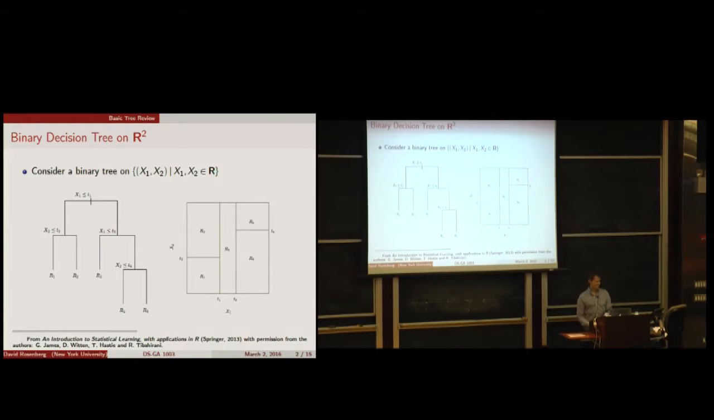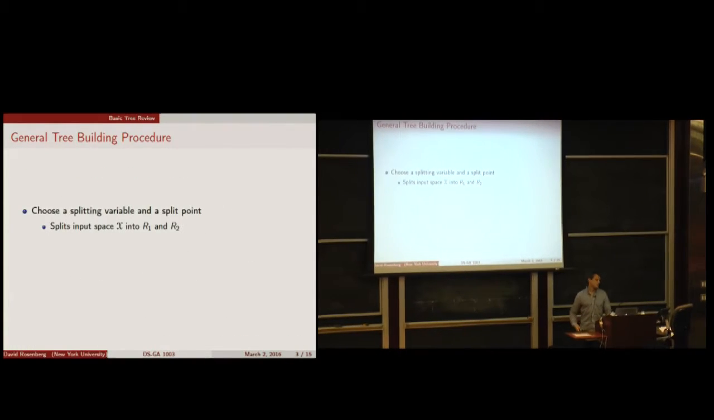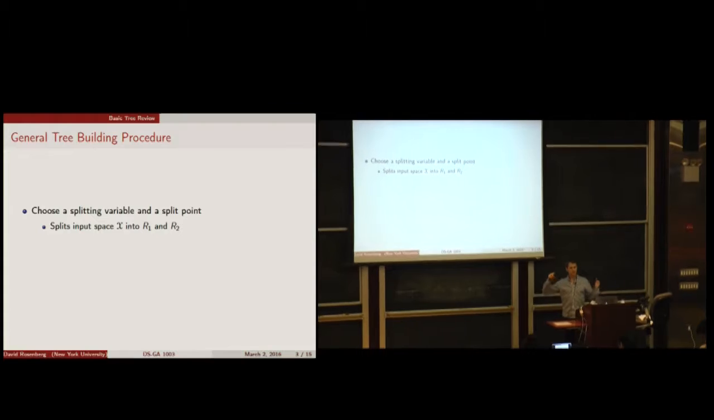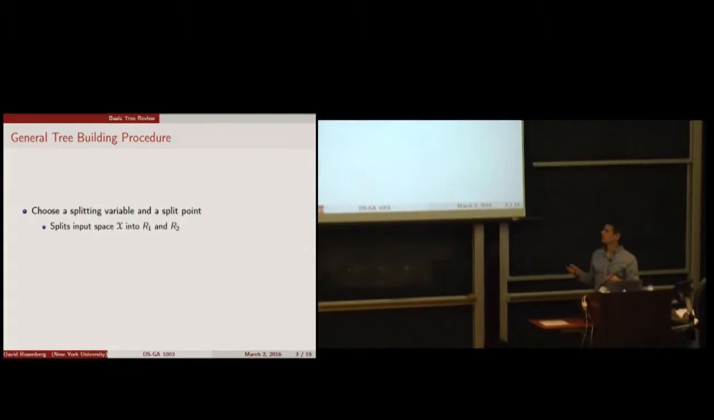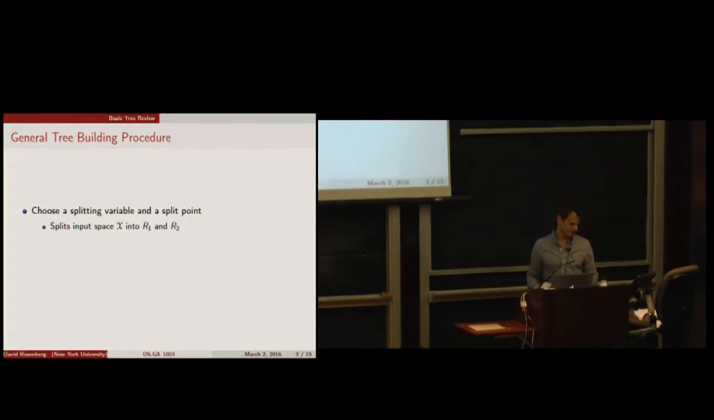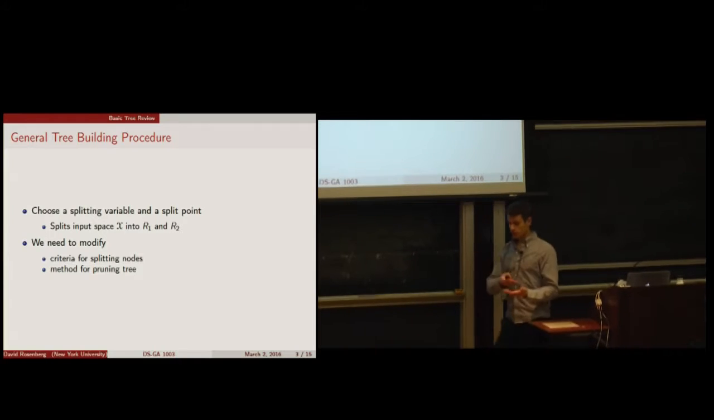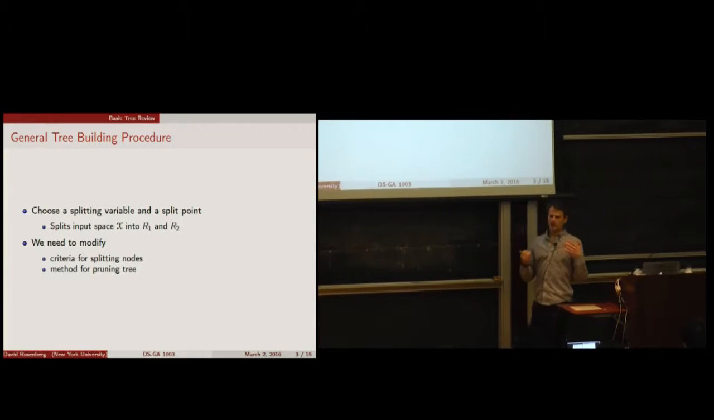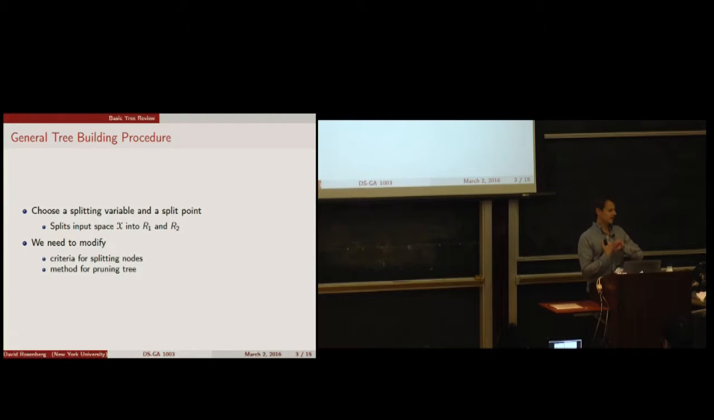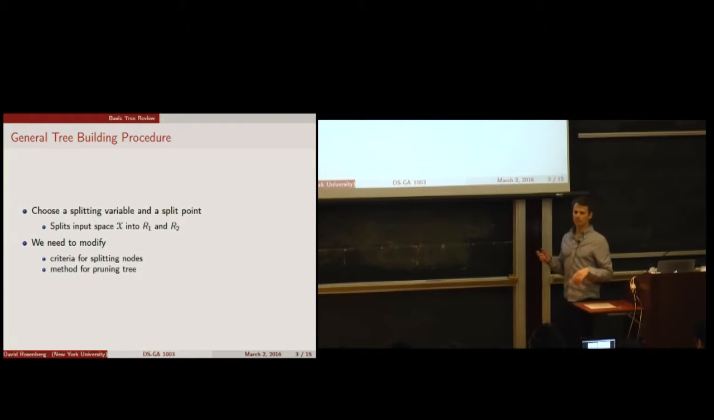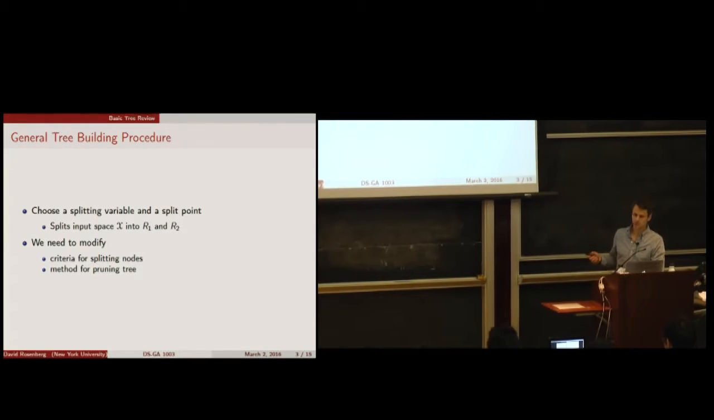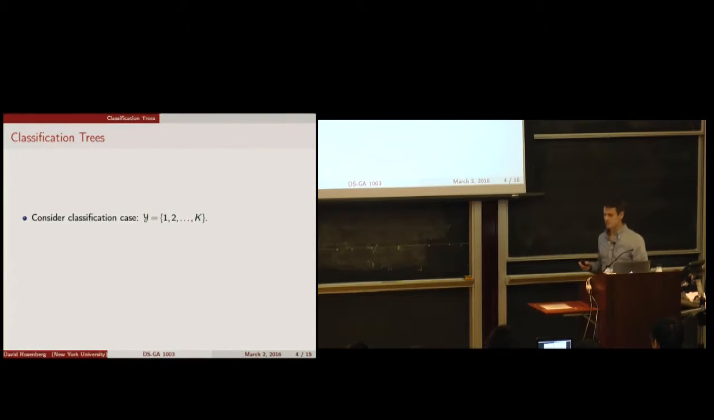All right, well, almost done. Okay, so the general tree building procedure is we start at the root, we look at our features, we choose a splitting variable, a particular feature, and then a split point, and that splits our input space into two regions, R1 and R2. So compared to the regression trees that we did last week, we're going to need to modify a couple things. One is how we split the nodes, and then how we prune, but we'll briefly mention how we're going to prune for classification trees. It's basically the same. So let's see how we're going to do that.